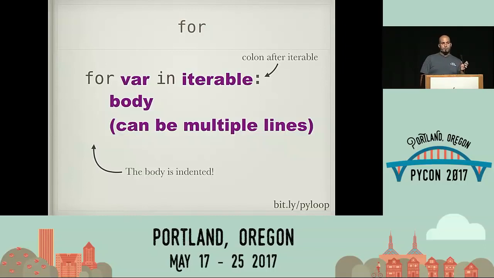We have the word for, followed by a variable name, followed by the word in, followed by an iterable. And remember, an iterable is anything you can iterate over, like a list, a string, a dictionary, and so on. And then we have our body, which again can be multiple lines and again is indented. It looks sort of similar.